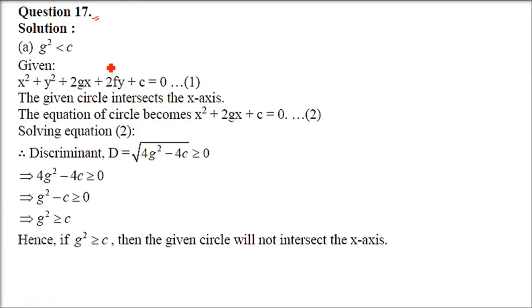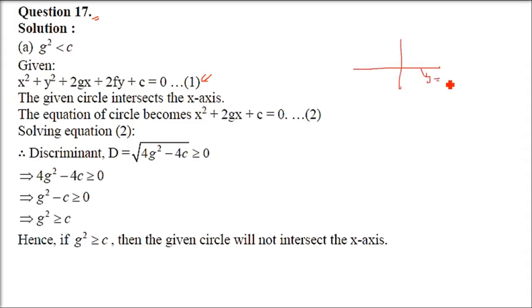The circle x square plus y square plus 2gx plus 2fy plus c equals 0 does not intersect the x-axis if. So in this type of question, what we'll do is assume that it intersects the x-axis. Then we will find the condition and take the condition which is opposite to it. Whatever is the result after assuming it to be intersecting, we will take the opposite result.